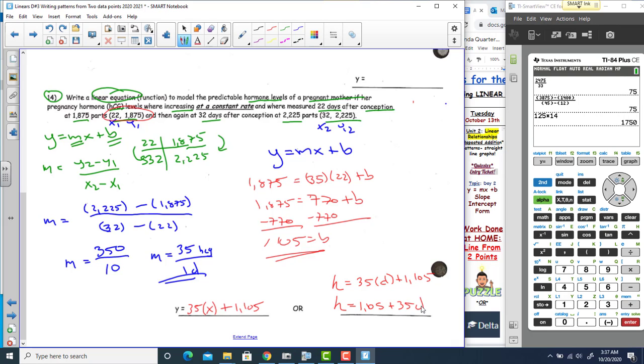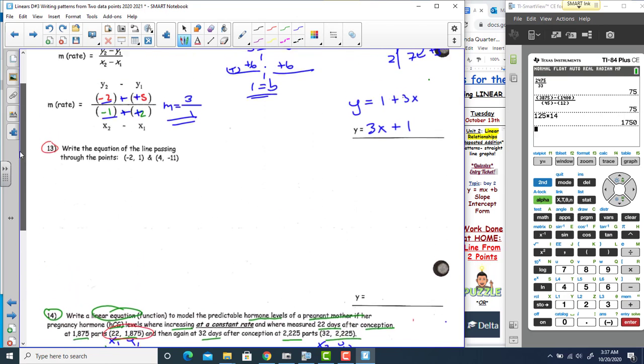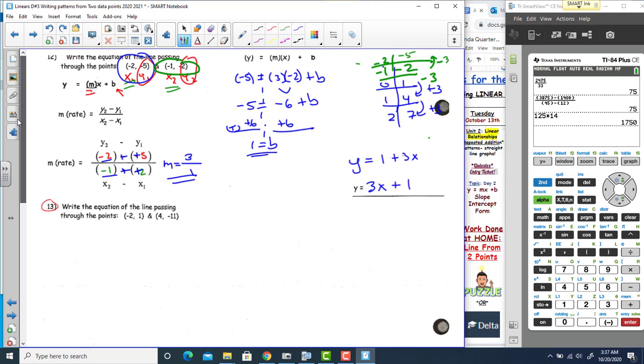If you've got a little more time, please give number 13 a shot, and then I'll review it and see how you did. You can use either of the two questions, 12 or 14, as a model. Pause the video and see if you understand the concept.